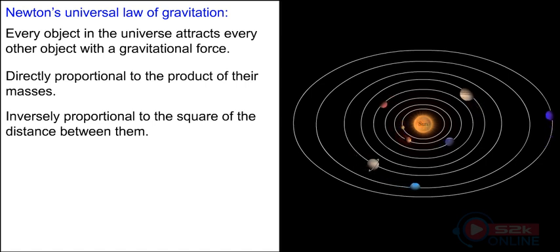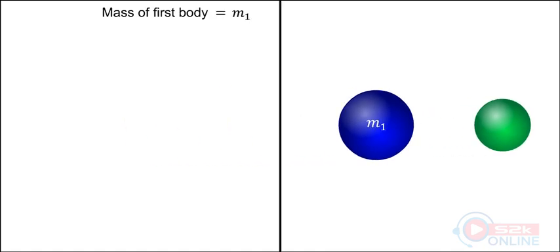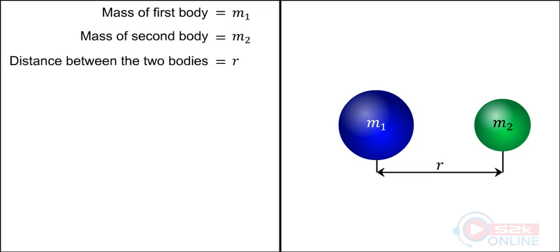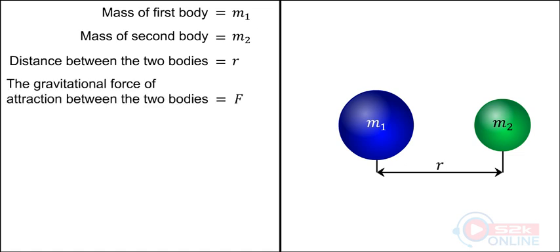Since the law is universal and it is applicable to all the objects in the solar system, let us derive the expression for the universal law of gravitation. Consider two spherical bodies. Let m1 be the mass of the first body, m2 be the mass of the second body, and r be the distance between their centers. F is the force of attraction between the bodies.